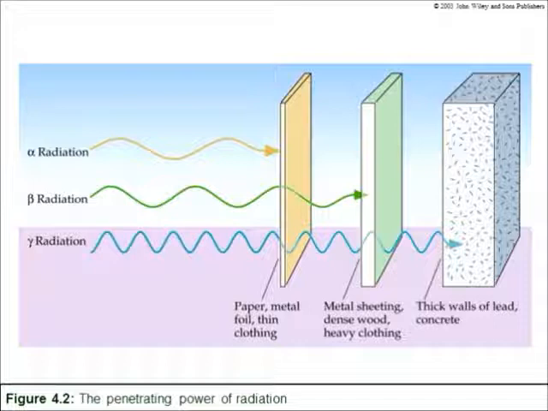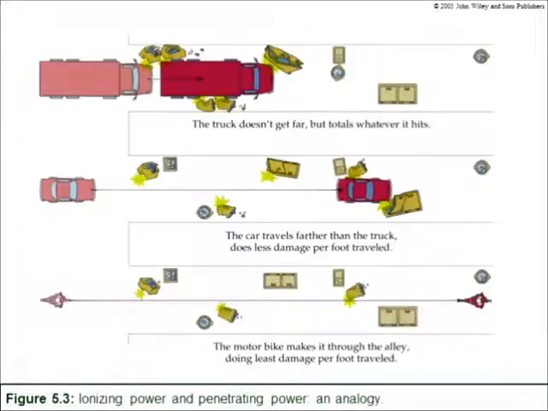And so that's what most bomb shelters have to have in order to stop that kind of radiation. All right, so a little example here. Think of alpha as kind of like this truck. It doesn't go very far, but it totals whatever it hits. So if it hits your skin, it's going to do damage. That's why you can get sunburn and cancer, because the radiation coming from the sun does a lot of damage. And then you've got beta, which is like the car.